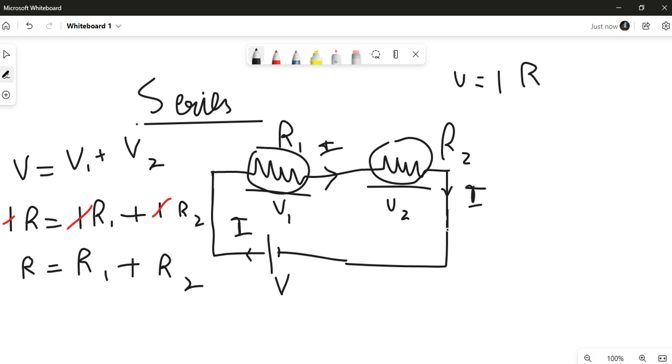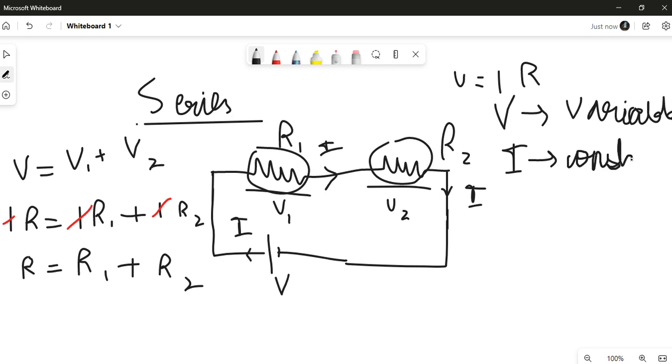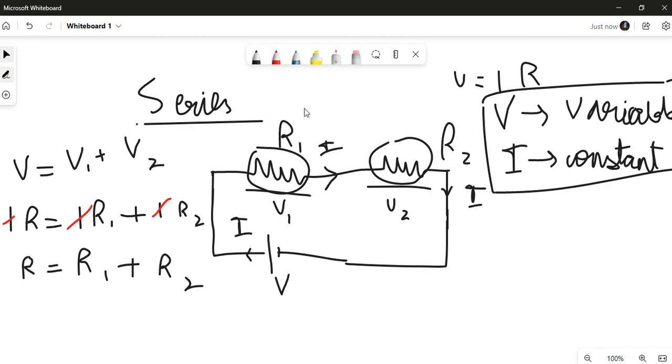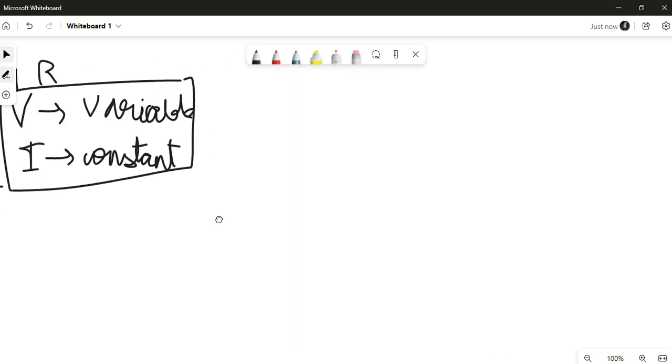Always remember that voltage is a variable in the case of series, and your current is constant, because whatever is going in is coming out. These two are very important. The fundamental detail of the series combination is that the voltage is variable and the current is constant.